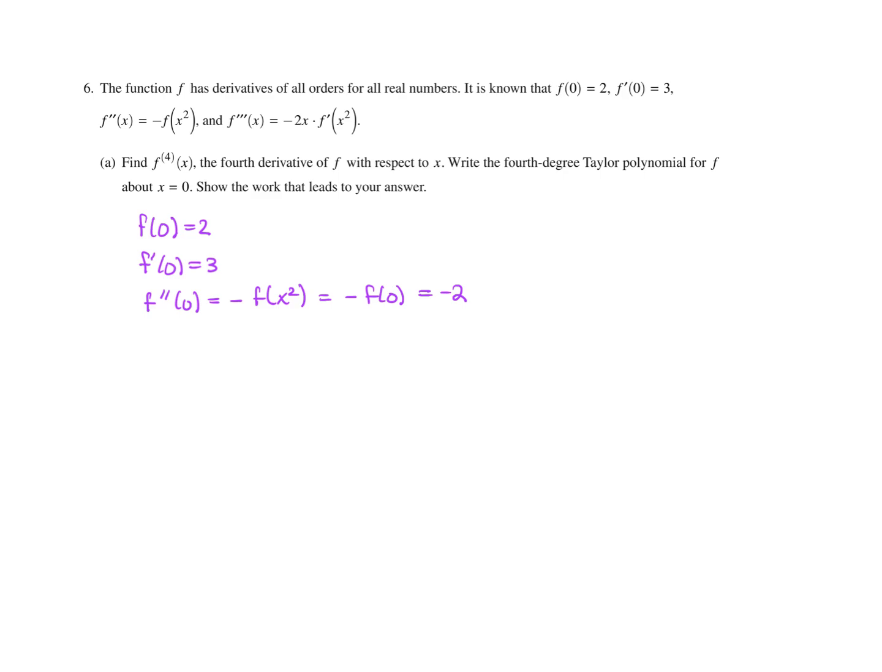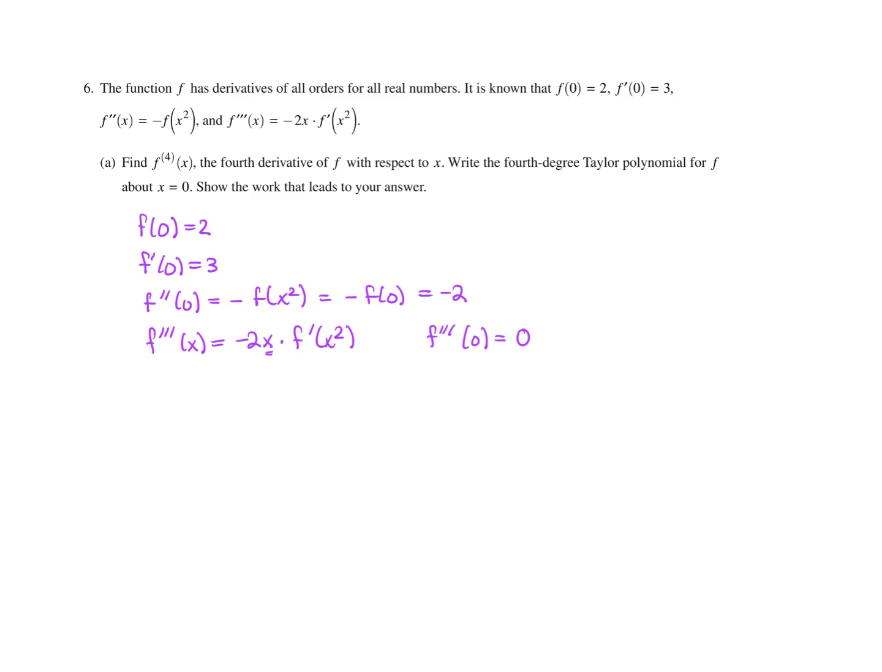So next thing is we have the third derivative. They've also given us some information about the third derivative. It is given as negative 2x times f prime of x squared. So if we were doing the third derivative at 0, I believe that's going to be 0, because we're going to put 0 right here and it's going to multiply to 0, so that term is now gone. And now we need the fourth derivative.